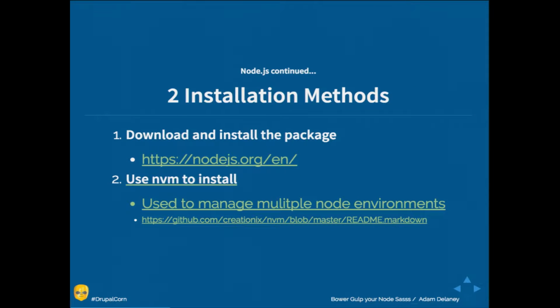There are two installation methods. You can go to their website and click download, and there's basically a package that downloads. You can just install it straight onto your computer. There's another method, you can use NVM, I think short for Node Version Manager, and it's more of a command line thing. It allows you to have multiple node environments. So if you're doing Angular and some of these other things, you might need different versions of Node.js. So that's a way to install it and have different environments for Node.js.